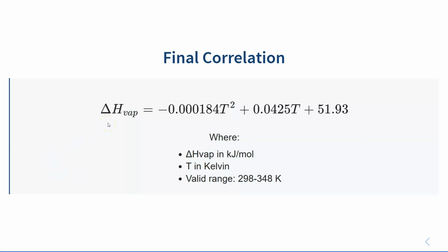Now I have all these coefficients, so delH vapor is purely a function of T. If I put in any T value, I can easily calculate delH vapor. So using polynomial regression, I can easily find the coefficients. So that's it for polynomial regression.